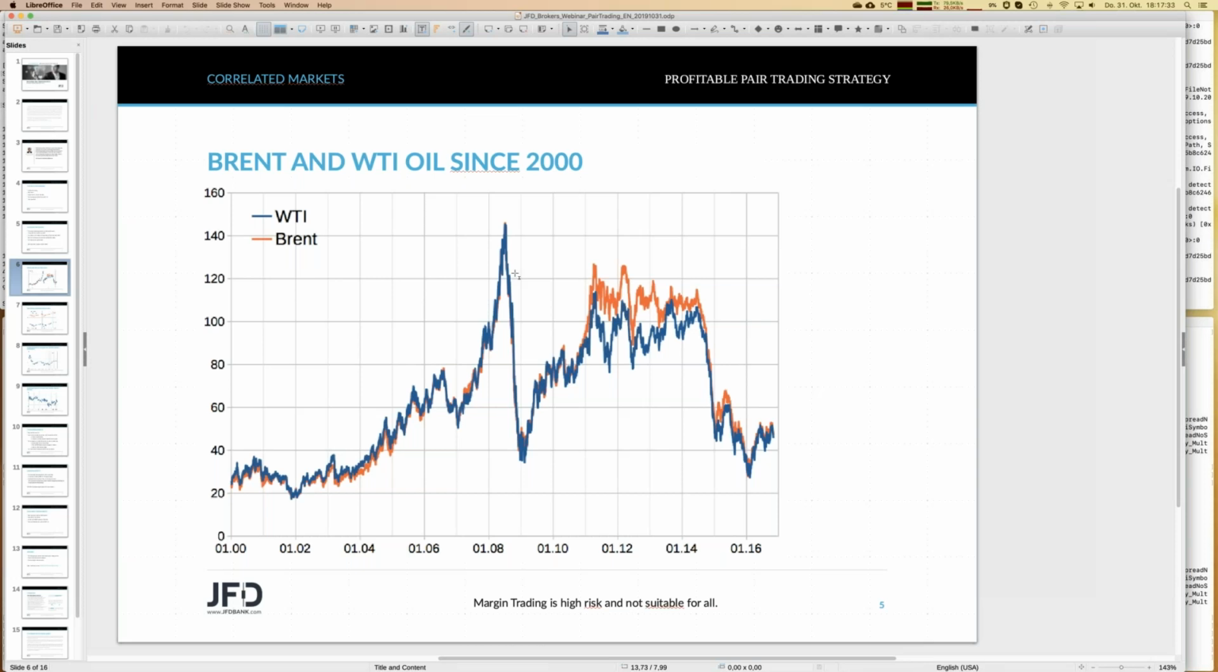I called it inefficiencies on my last slide, and that's exactly what I'm talking about here. So if temporarily one oil is getting too expensive, then it must go the other way around. The only question now is, how can we realize that we have a special situation of that market inefficiency? There's a clear definition for that, and we will find out.